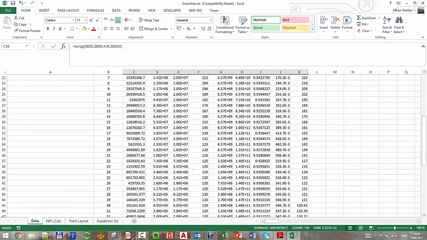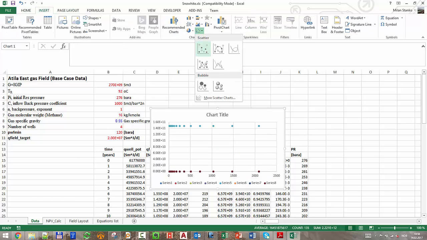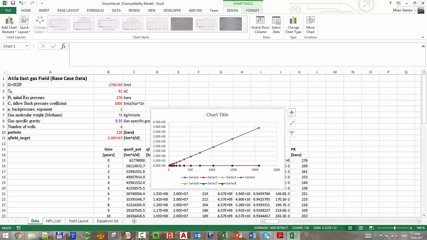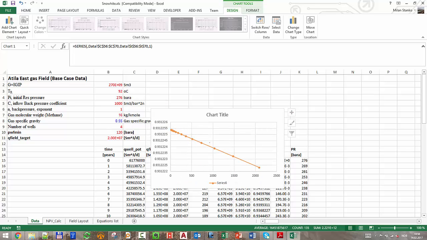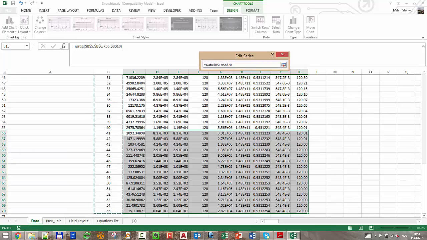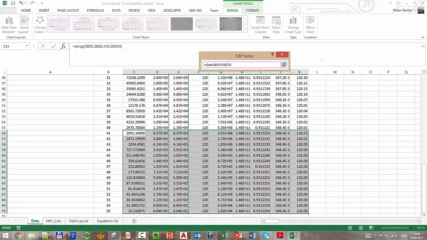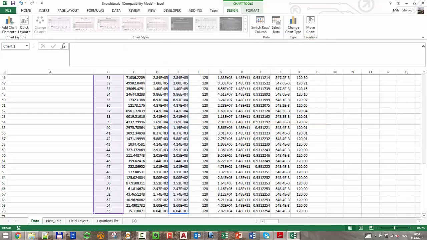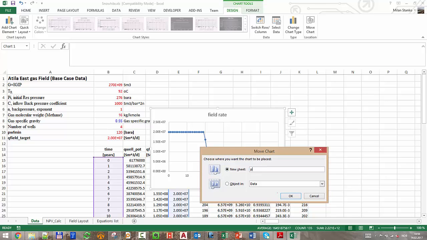So let's plot, now in these 3 minutes that we have, what will be the production that I predicted from the field. That's called the production profile.